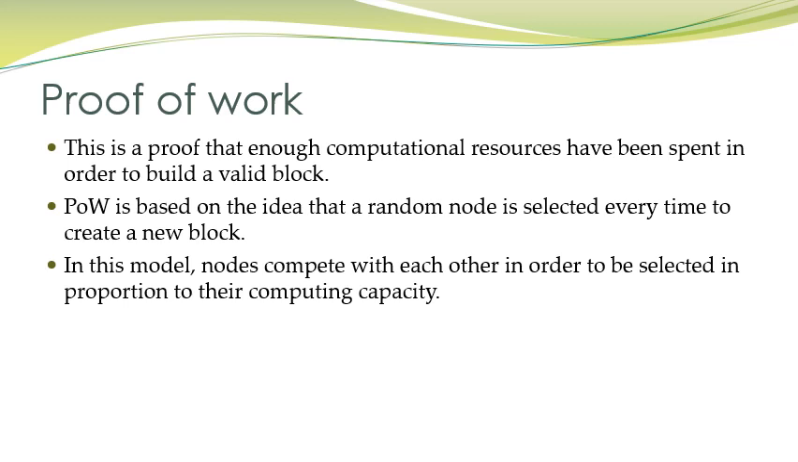In this proof of work model, nodes compete with each other in order to be selected for adding the block in the blockchain Bitcoin network. So why do nodes compete with each other? Because nodes get a reward. A node gets an incentive for adding the block in the Bitcoin network.